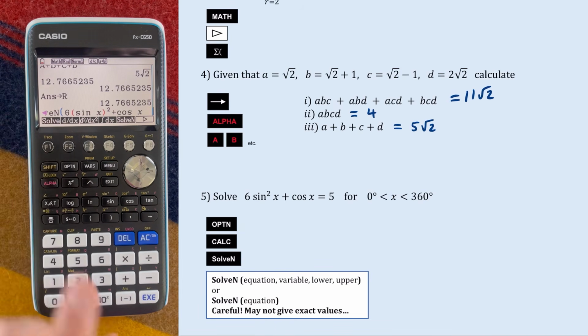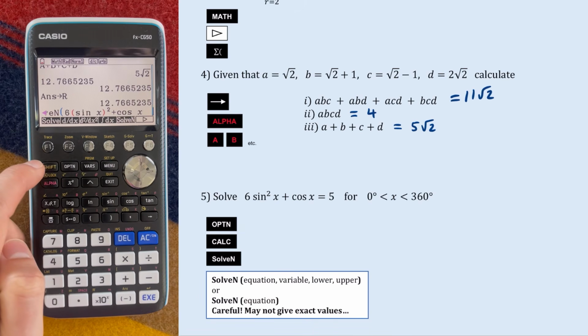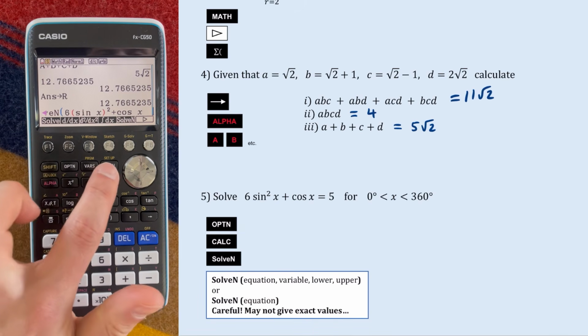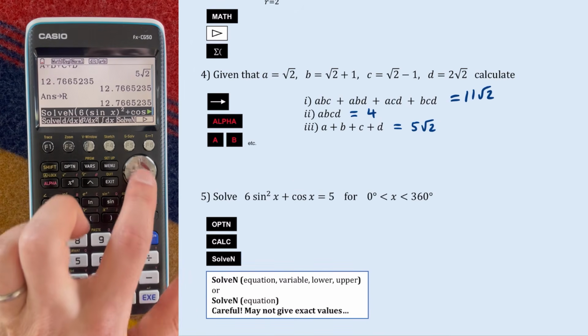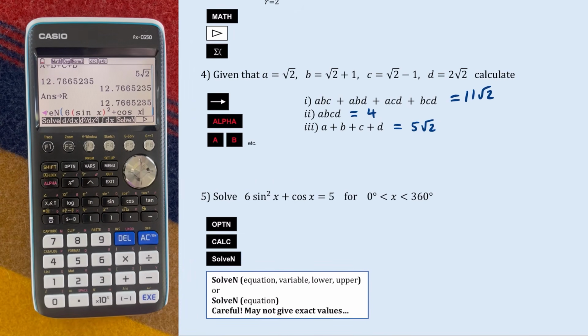Oh, actually, I'm in radians mode, so I'm going to need to change that. In fact, let's change it now. We can do it midway. So I'm going to go Shift, Setup, and we're going to go to degrees, and I'm going to just keep editing this. So that was plus cos x.